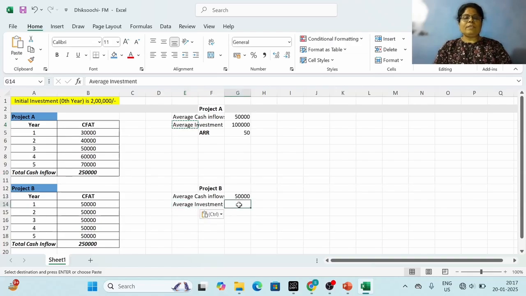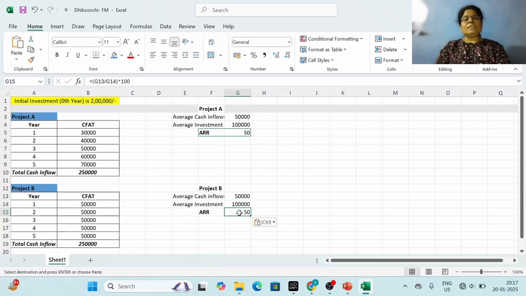So what is average investment? Your initial investment divided by 2. So as you know, the investment is same for both the projects. Let us copy the same thing here. You need not do any additional work over here. Directly we are taking it. That is 1 lakh. Now we are going to calculate average rate of return. So what is the formula for average rate of return? The numerator divided by the denominator. Right? So for this also you got the same answer. That is ARR is equal to 50.